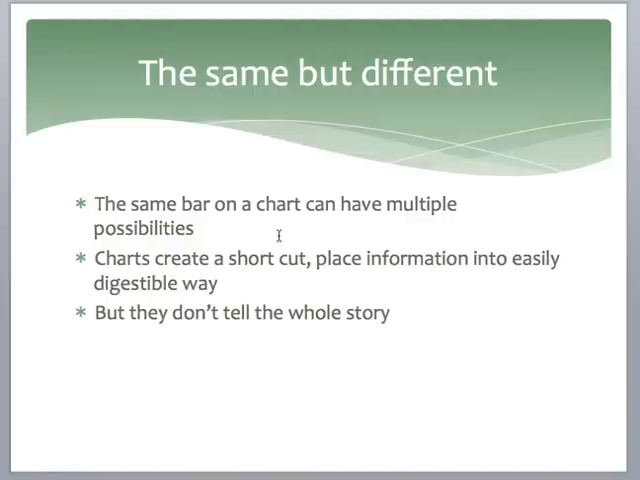The bars on the charts are the same, but they can have multiple possibilities behind them. The chart creates a shortcut. It's a place where information is put into easily digestible form, but it does not tell you the whole story. It does not tell you how the contract traded.